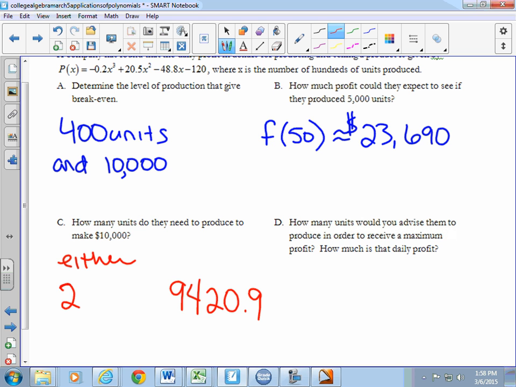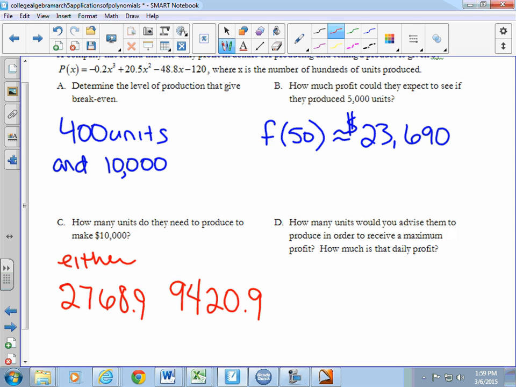Is everyone okay with why that ended up being 9,420.9? Good. And then what about this one? 20. Yeah, I think it was something like that. 2,768.9. I need to move those decimal places 2 times since I've got hundreds of units.